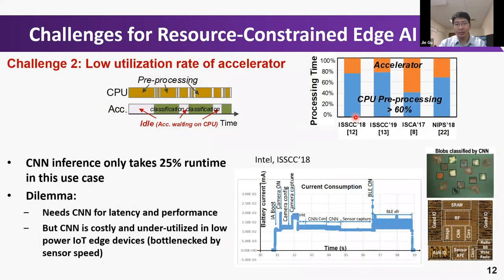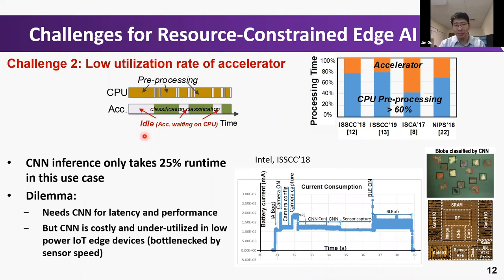Another challenge, as I'm showing here, is the utilization of the accelerator. Again, we are putting this into the context of the resource constrained edge device. So I'm showing here, in a survey of some of the publications that people have made recently, you can see there's a big portion of the operations that are actually performed by the CPU, which needs to do the pre-processing job. And the accelerator and the CPU are not really well balanced. This means if you have, for example, a low number of images to process, your accelerator has to wait until the CPU finishes. So you have a lot of idle time.